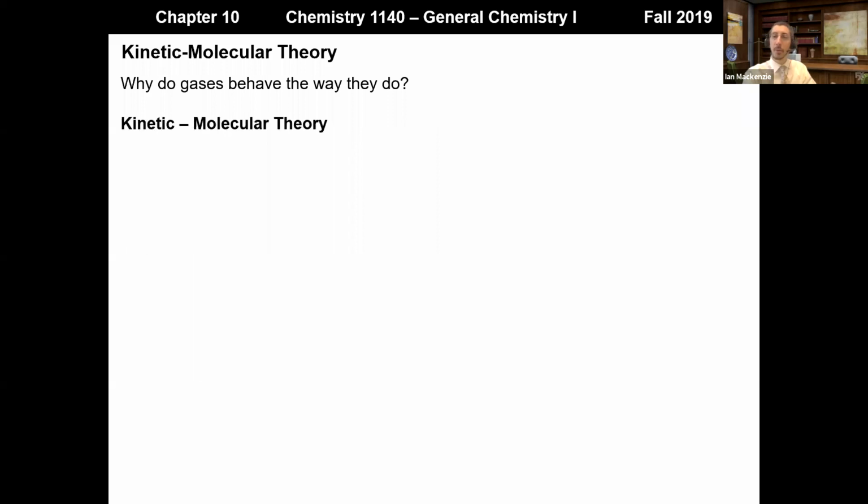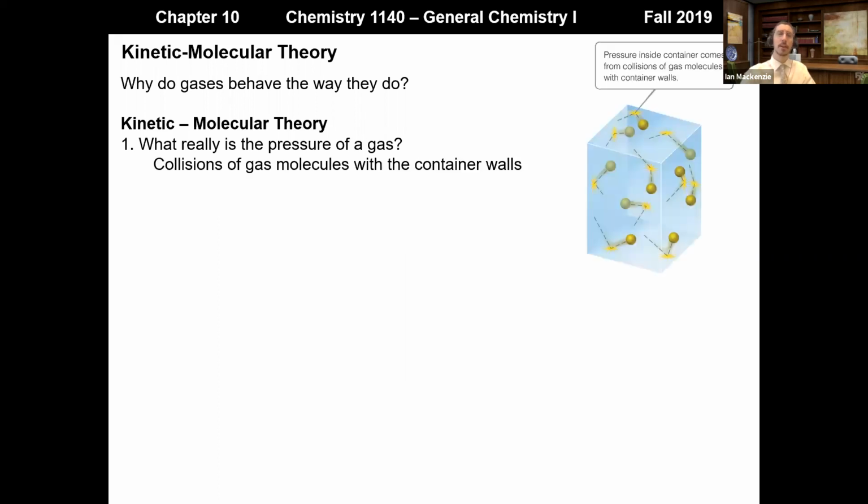Let's go through a couple other statements and descriptors from this theory. The first is, what really is the pressure of a gas? Well, pressure is force over area. So what exactly does that mean for a gas sample? Well, it's caused by collisions of gas molecules with the container walls. So that's force exerted by those gas molecules hitting the container wall over the small cross-sectional area that's hit by that gas molecule. That's what actually causes the pressure of a gas in a container.